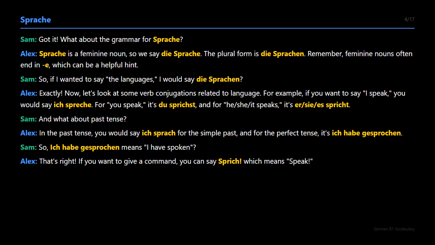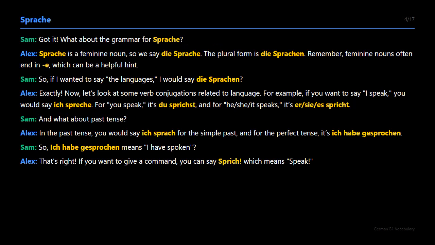Exactly. Now, let's look at some verb conjugations related to language. For example, if you want to say I speak, you would say ich spreche. For you speak, it's du sprichst. And for he, she, it speaks, it's er, sie, es spricht.